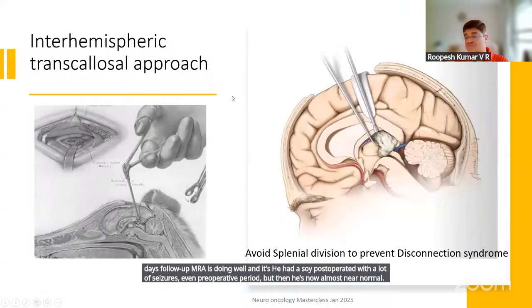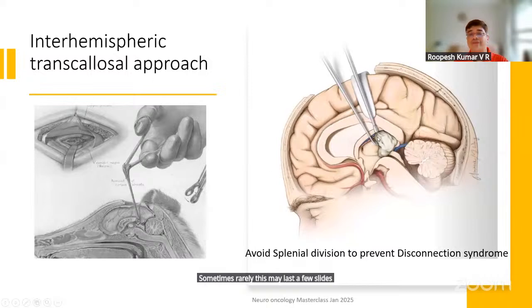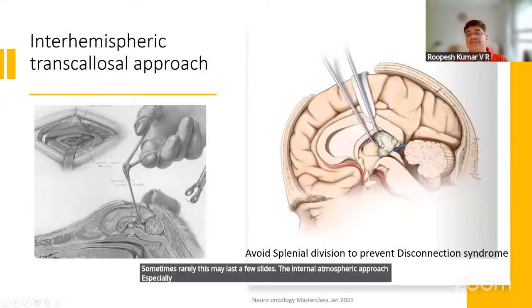Sometimes, rarely, this is my last few slides of the intrahemispheric approach. Especially these tumors that go inside the deep ventricle, we cannot approach from posterior or lateral. We may have to come anterior to the splenium and then do a callosotomy, and then this reaches the tumor.